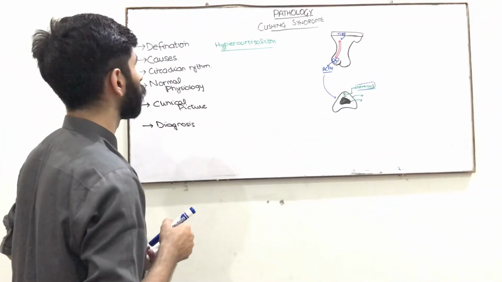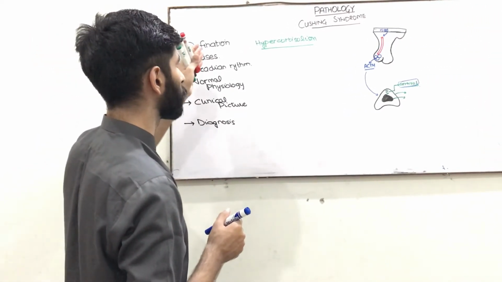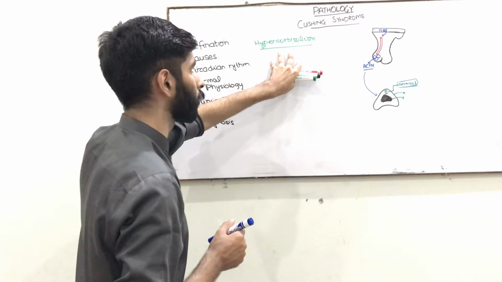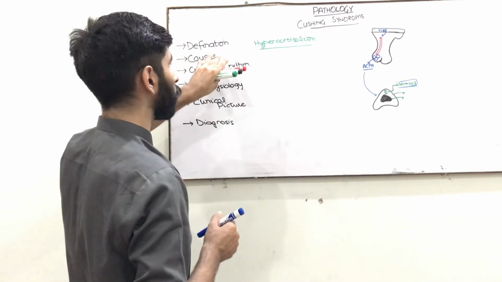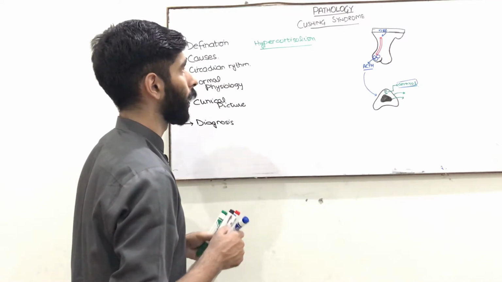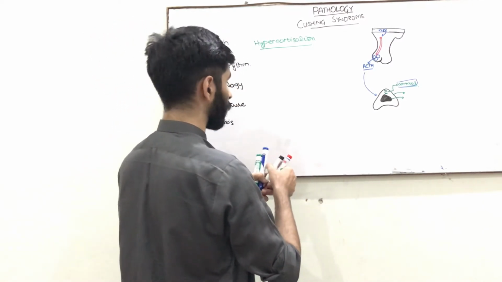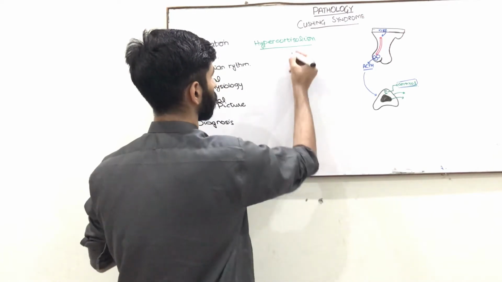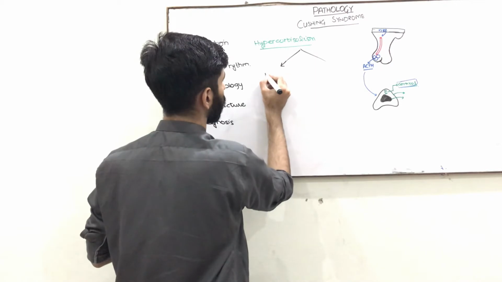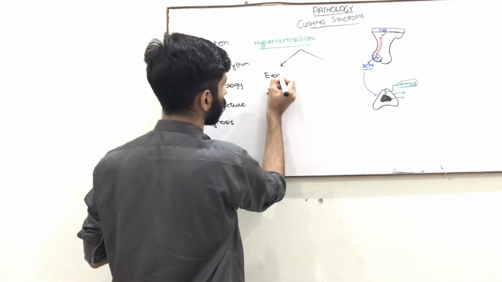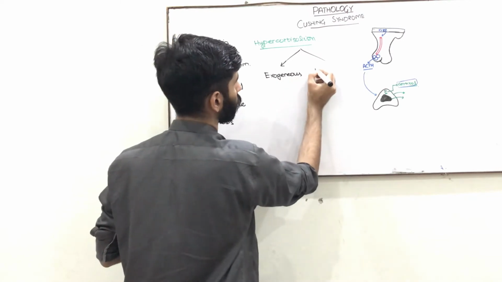Now, what are the various causes of Cushing syndrome? I already mentioned that the definition of Cushing syndrome is hypercortisolism, meaning a high level of cortisol. So what are the causes which are responsible for hypercortisolism or Cushing syndrome? The causes are divided into two categories: exogenous causes and endogenous causes.